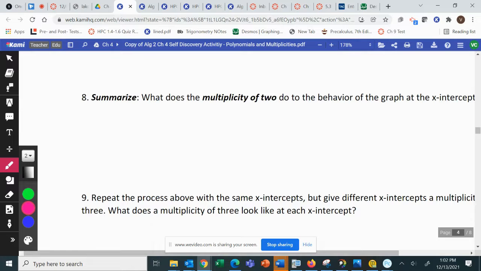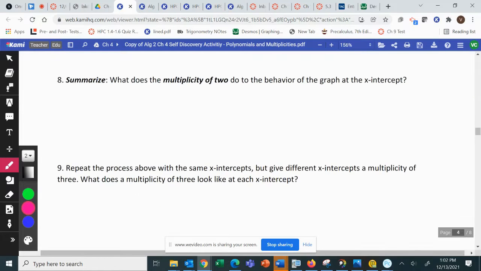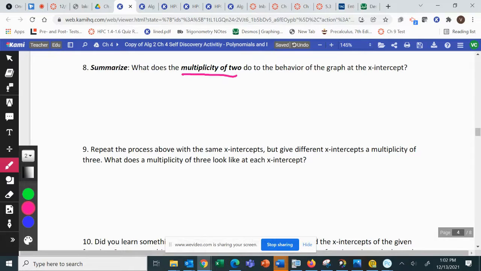So question 8, you need to answer on your own. What does a multiplicity of 2 do to the behavior of the graph at the x-intercept? In your own words, if there's a multiplicity of 2, what happens at the x-intercept? You write it down. You don't have to tell me. You just write it down. And then number 9 we'll do together as well.